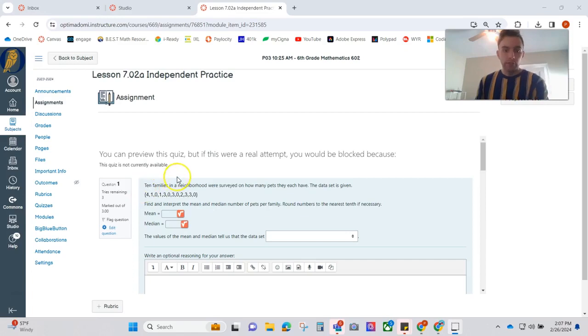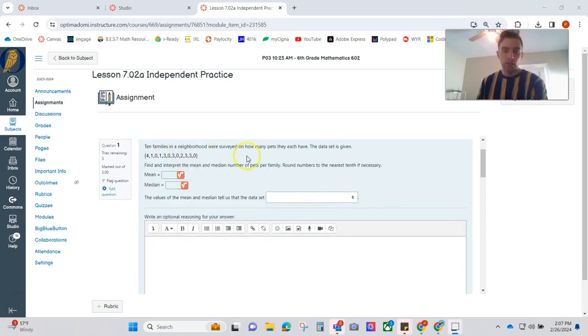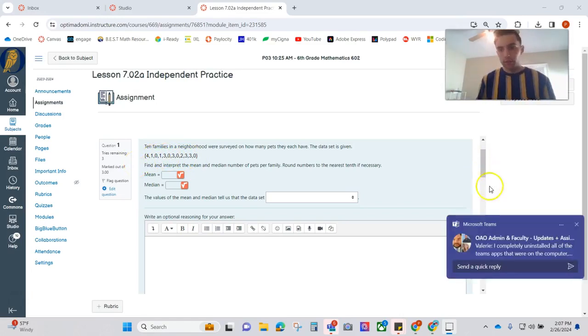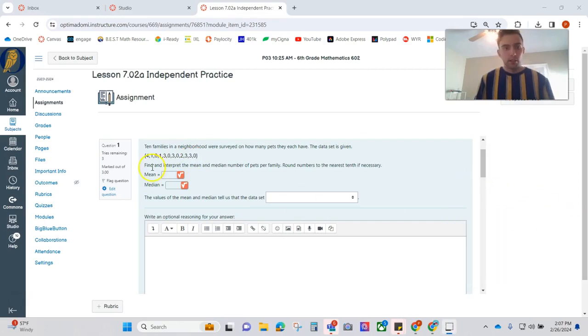Question 1. 10 families in a neighborhood were surveyed on how many pets they each have. The data set is given: 4, 1, 0, 1, 3, 0, 3. Okay, so there's the data set showing how many pets each family has. So they have 4 pets, they have 0 pets, they have 0 pets. Find and interpret the mean and median number of pets for the family. Round to the nearest tenth. Ooh, that's important. Round to the nearest tenth.